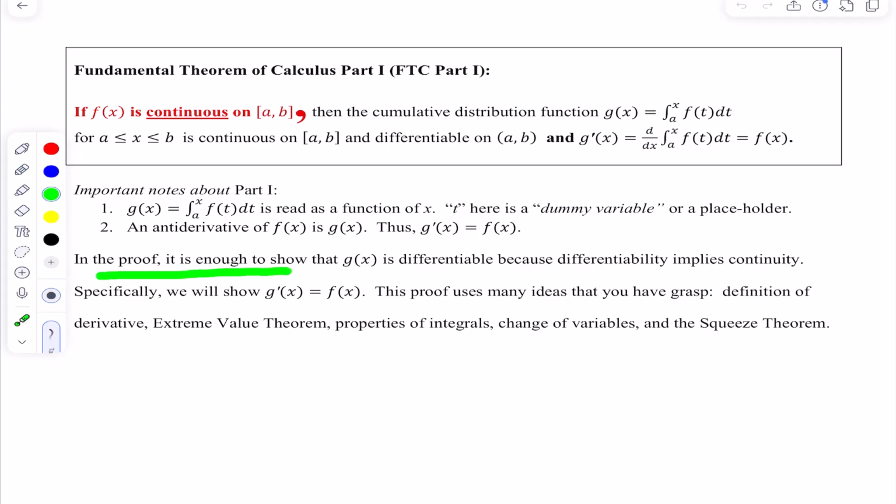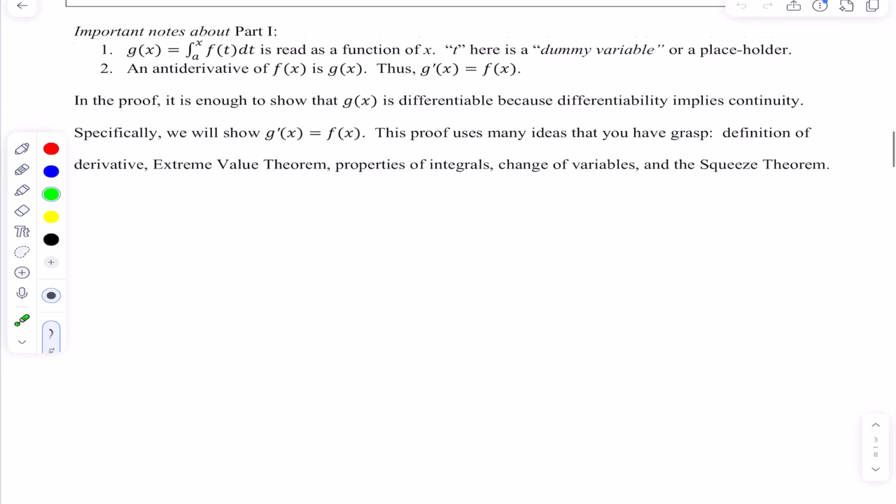In the proof, it is enough to show that g of x is differentiable because differentiability implies continuity. Specifically, we'll show that the derivative of g of x is equal to f of x using the limit definition of a derivative. This proof uses many ideas that you have to grasp from calculus: the limit definition of the derivative, the extreme value theorem for a continuous function on a closed interval, properties of integrals, change of variables, and the squeeze theorem. Let's do a quick walkthrough of the proof.